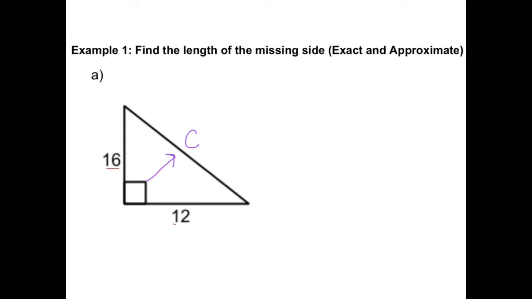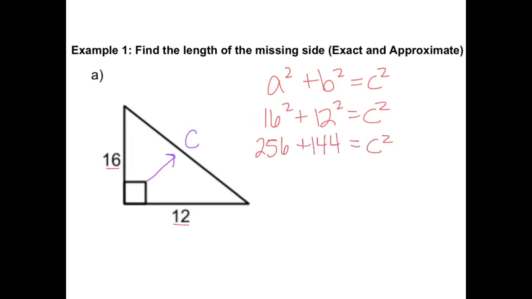It does not matter if the 16 or the 12 is A or B. We do want to make sure that we are using the Pythagorean Theorem, which states that A squared plus B squared equals C squared. So 16 squared plus 12 squared equals C squared. And again, it does not matter if you wrote down 12 squared plus 16 squared or 16 squared plus 12 squared. Either way, we'll get the same answer. So using your calculator, you would square 16 to get 256, square 12 to get 144. You're adding those together to get 400, which is C squared.